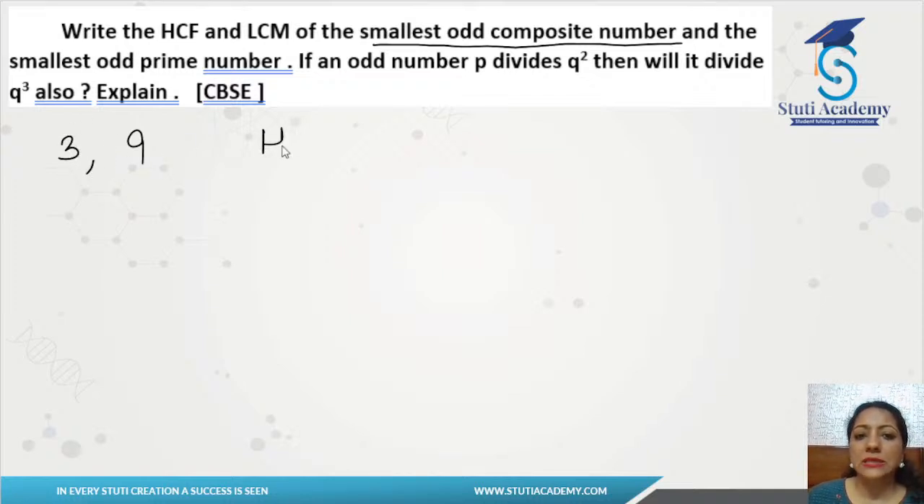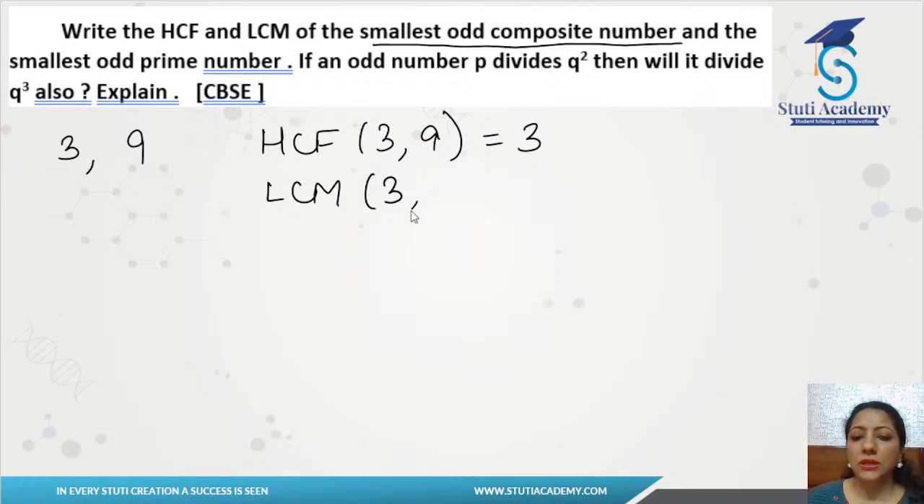We have to write the HCF of 3 and 9. Very clearly we can say that the HCF of 3 and 9 is 3. We also have to write the LCM of the same. So the LCM of 3 and 9, we know that 9 is a multiple of 3. So the LCM in this case is 9.